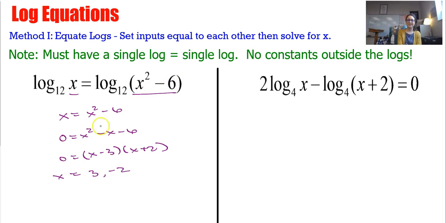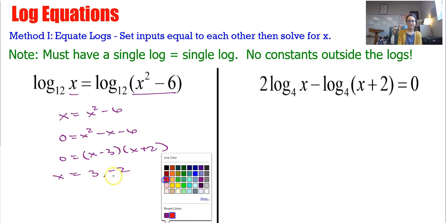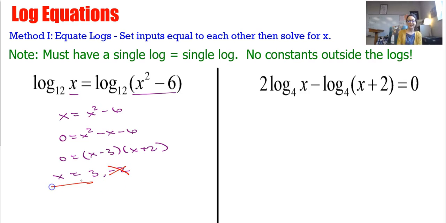Let's test negative 2. Well, as soon as I try negative 2, I've got some issues because I get log base 12 of negative 2. And can we take log of a negative number? No, we cannot take log of a negative. We cannot take log of 0. Our inputs, our arguments, must be positive, okay? So I am going to toss that negative 2. It's an extraneous solution, and I end up with just x equals 3.